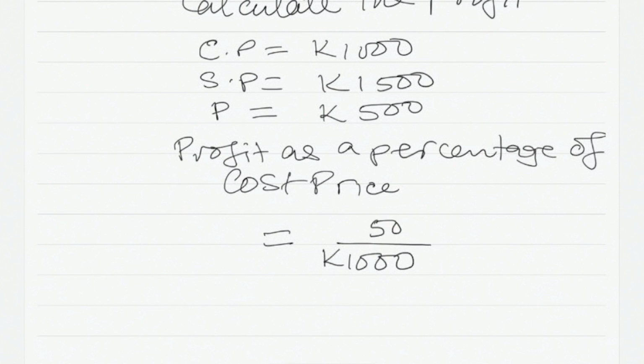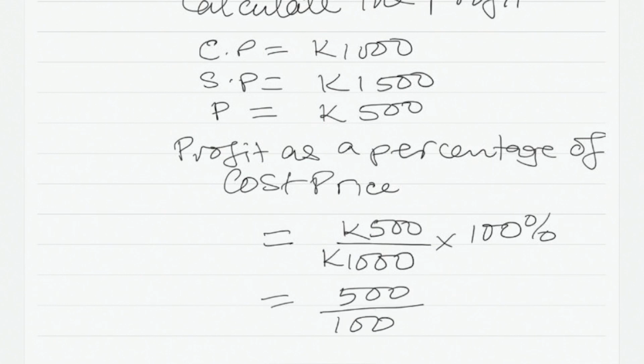The profit was 500 kwacha. So we multiply that one by 100%. So this is going to be 500 over 1,000 times 100 over 1. So if we divide by cancelling the 2 zeros there and there, then we cancel that and that. Remember, when we cancel 1 zero, one up and down, it means we have divided by 10.